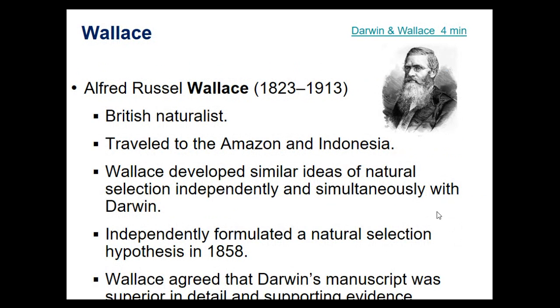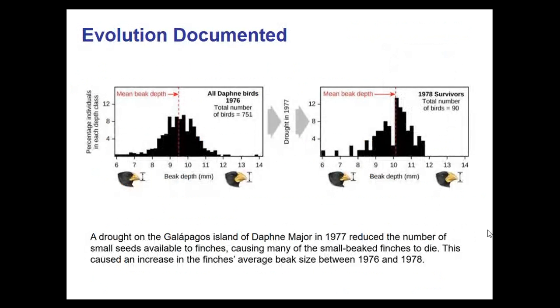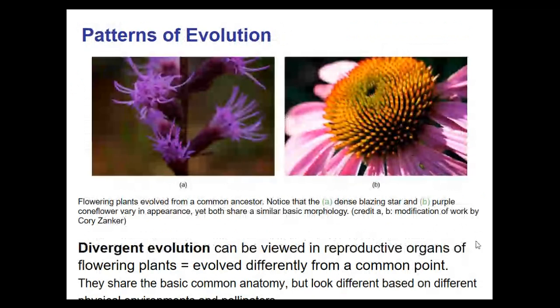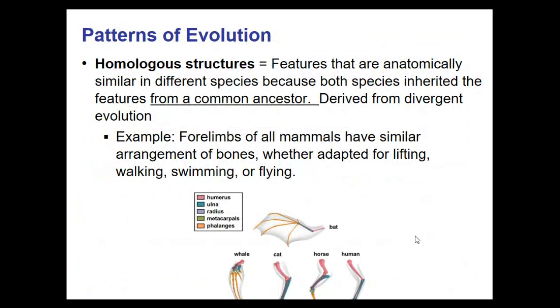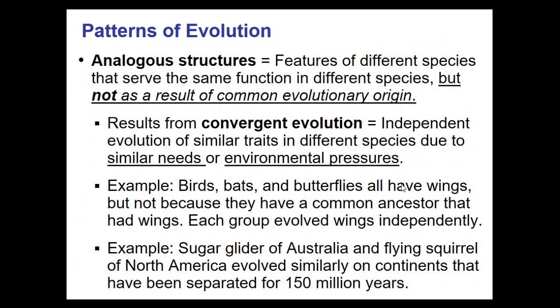This guy Wallace came up with the same hypothesis around the same time as Darwin, but Darwin's manuscript just described it better, and so Darwin got credit for it. Homologous structures and analogous structures, you need to know the difference between those two.